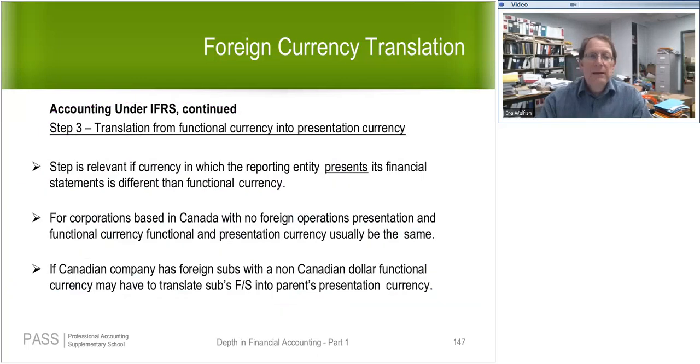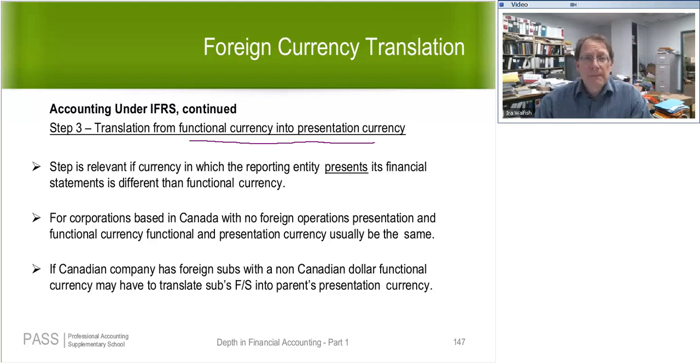Translate from the functional currency into the presentation currency. What the heck is a presentation currency? People, that is the currency you present the financial statements in. What currency are my financial statements, my balance sheet and income statement, in? Now, this step is only relevant if the presentation currency is different than the functional currency. Okay? If it's the same, if my functional currency is Canadian dollars and my presentation currency is Canadian dollars, you're done. You're done.